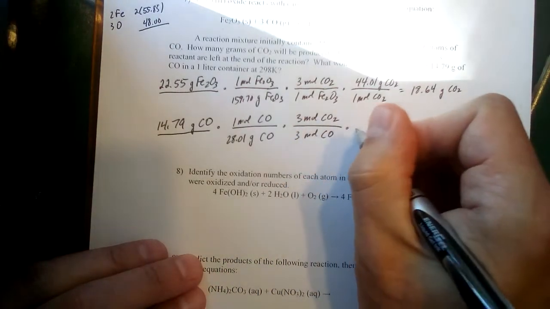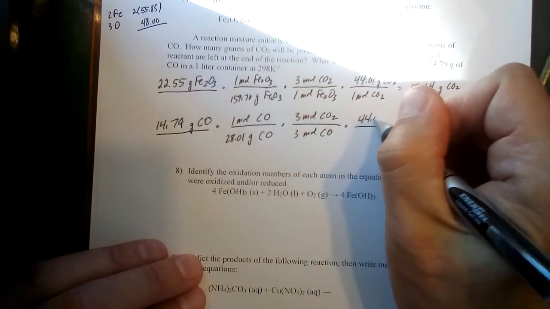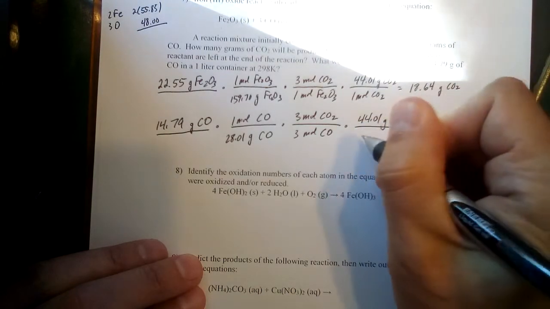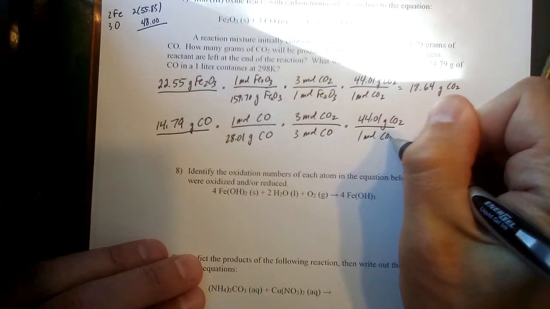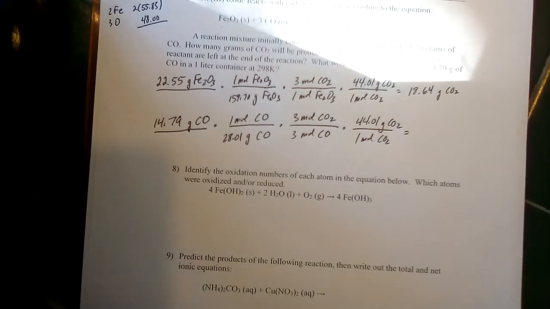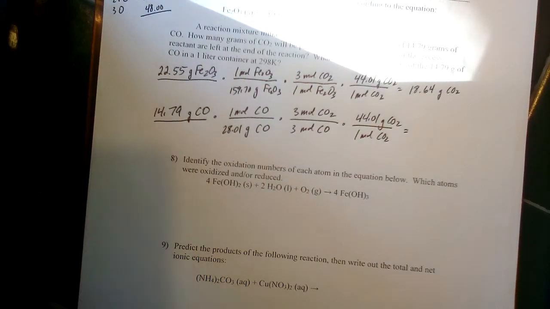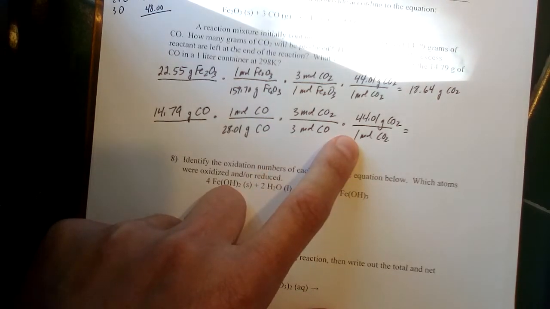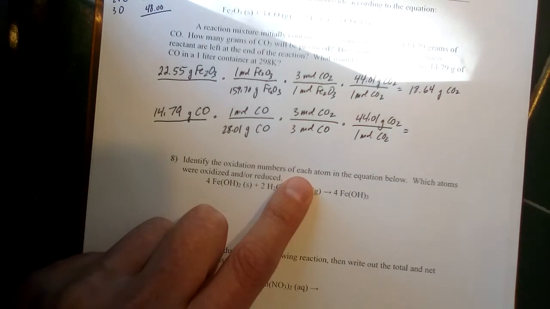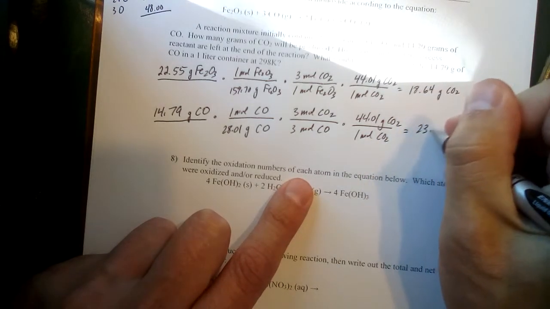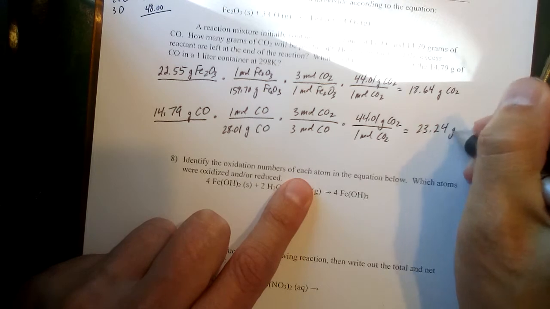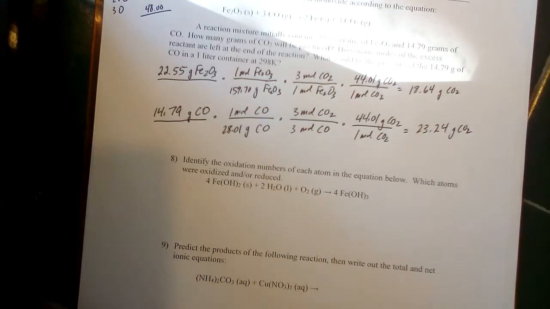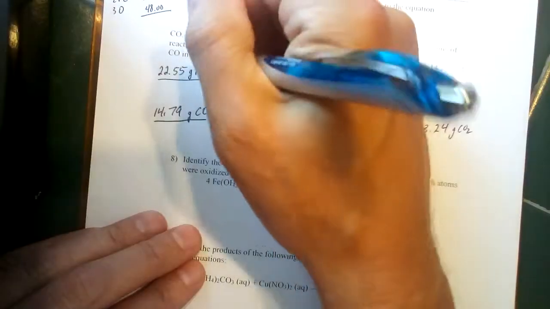We're at moles of CO2 now. So 44.01 grams of CO2 is 1 mole of CO2, right? And this will give us how much CO2 could be made if we use up all of that carbon monoxide. 14.79 divided by 28.01 times 44.01. And that is a bigger quantity, 23.24 grams of CO2.